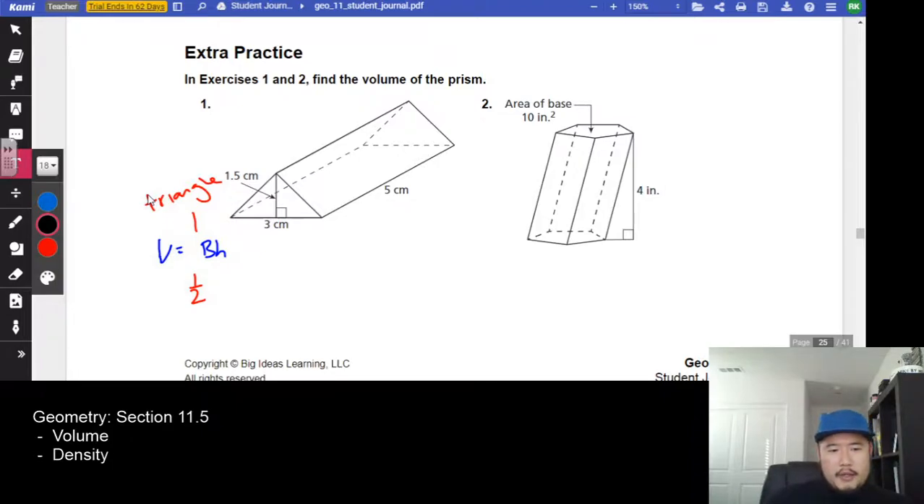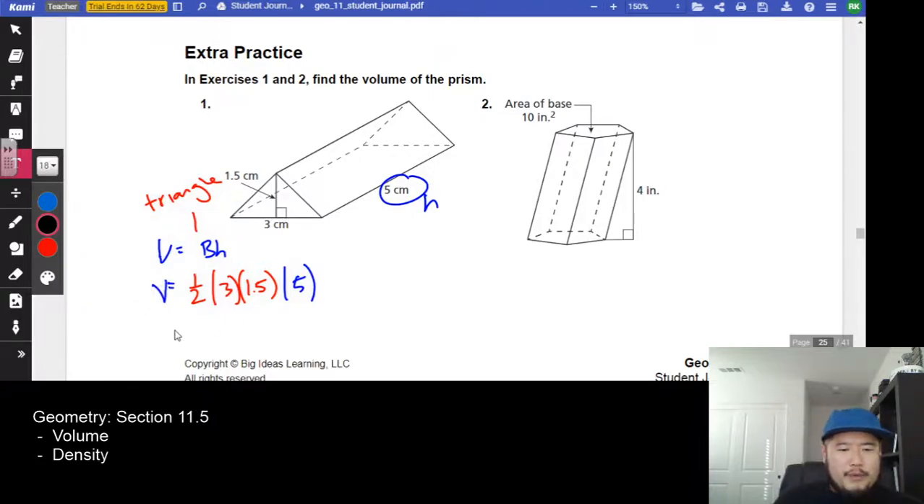So we're going to go ahead and plug in 1/2 base times height. The base of the triangle is 3, the height of that triangle is 1.5. Now sometimes you get tricked because they have different units of measure right here. Be careful with that. All right. So make sure that the units are all the same. There's the base. This right here is the height. So we'll multiply it all by 5. Okay. The volume of this right here, go ahead and solve it out. We have ourselves 11.25, and it is centimeters cubed.